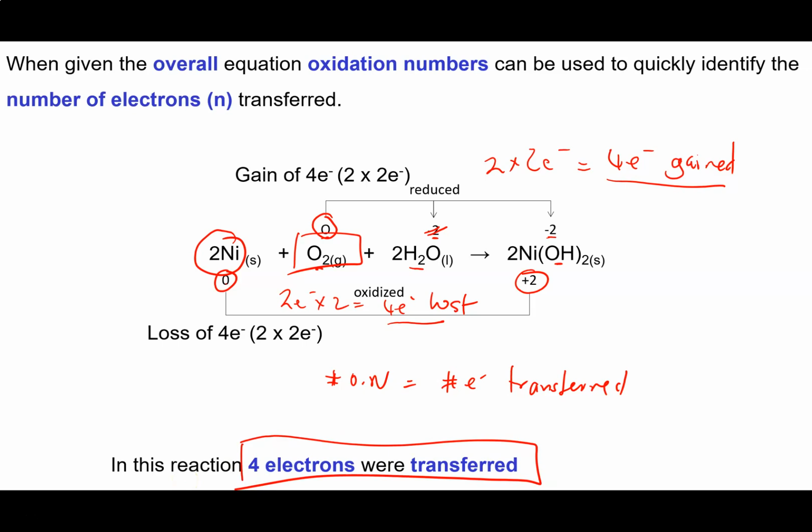So the take-home message here is that by examining the balanced redox equation, if it isn't clear how many electrons are being transferred, we can figure that out using oxidation numbers. We have to take into account 2 things. We have to take into account the change in oxidation number, but we also have to consider the coefficients and how many atoms are involved as well.